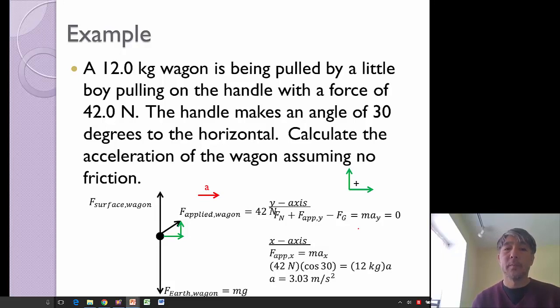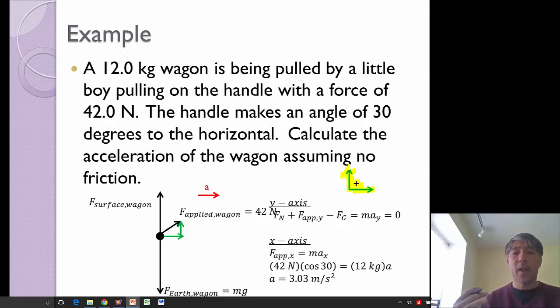So here's my example. I have a 12 kilogram wagon being pulled by a little boy pulling on the handle with a force of 42 newtons. Same problem, and now let's calculate the acceleration of the wagon, assuming there's no friction. Because we know the wagon is being pulled along the ground, it's not going to accelerate upwards or downwards at all. So we can set my y acceleration, or a_y, to 0. Notice also that I've had to define my positive directions just like I did with projectiles. In this case, up is positive and right is positive.